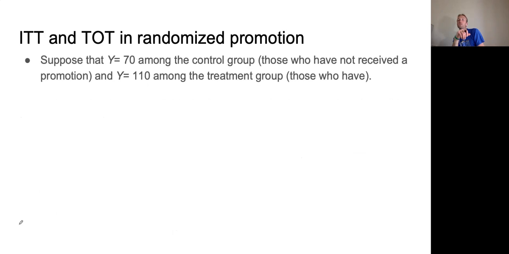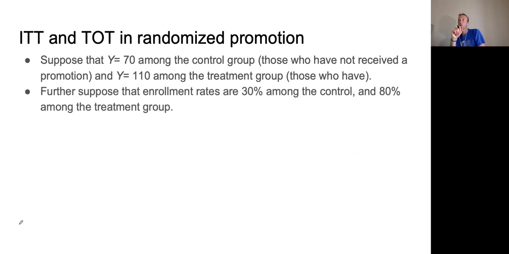Okay, so let's do the math again together, but with a randomized promotion strategy. Suppose that Y equals 70 among the control group, those who have not received a promotion, and 110 among the treatment group, those who have, right? They were just told, given some information, promoted something. Further, suppose that enrollment rates are 30% among the control and 80% among the treatment groups, right? So after I do the follow-up survey, I asked them if they actually did this treatment, whatever it is, and 30% of the control group said yes, 80% among the treatment group said yes. Well, how many more people were influenced to do this between 30 to 80? Well, that was 50% of the people, right?